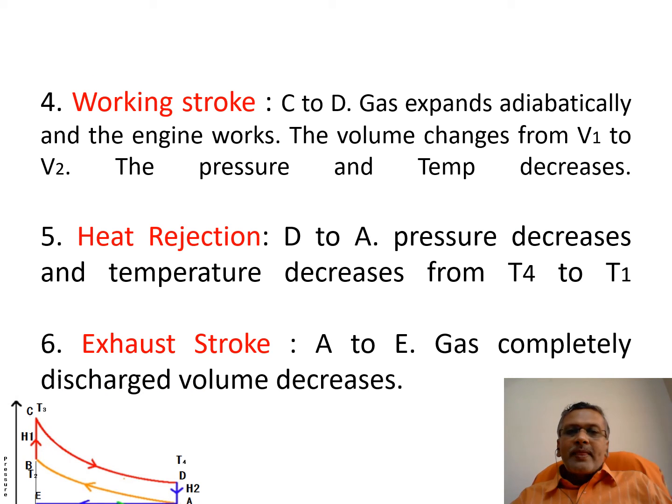Working stroke. C to D, gas expands adiabatically and the engine works. The volume changes from V1 to V2, the pressure and the temperature decrease. Heat rejection. D to A, pressure decreases and temperature decreases from T4 to T1. Exhaust stroke. A to E, gas is completely discharged, volume decreases.